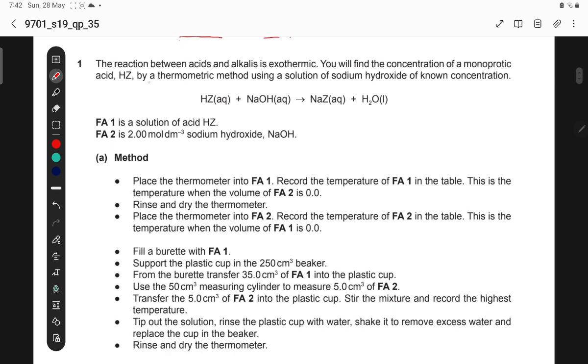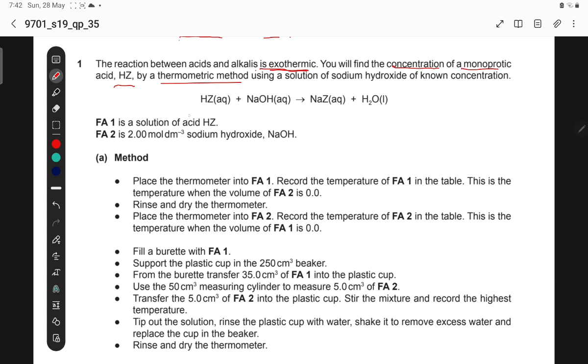The reaction between acids and alkali is exothermic. You will find the concentration of monoprotic acid, an acid in which one hydrogen ion is present. This is HX, determined by thermometric method using a solution. This is thermometric titration or thermometric method in which the end point is determined by measuring the temperature of a solution.